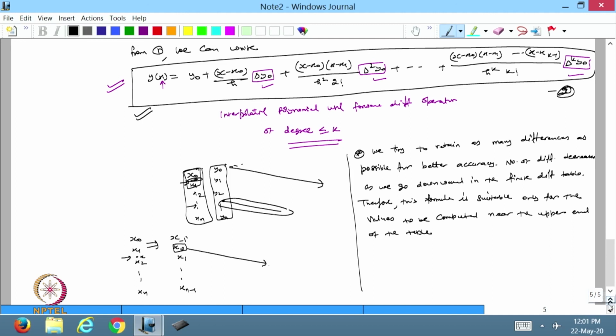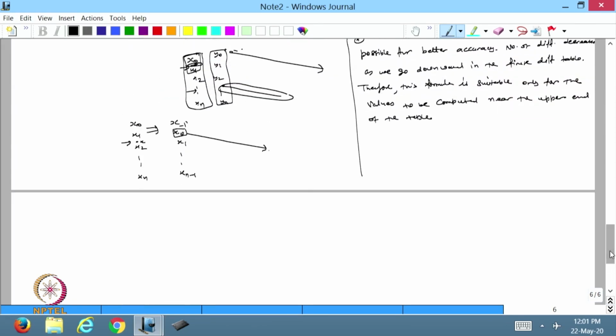The next important point is that we can shift the origin so that the value of p is lying between 0 and 1. For example, I have taken that my x is lying here. So, I am shifting x1 to x0, and the previous one to x minus 1. In that case my value of p will always lie between 0 and 1.